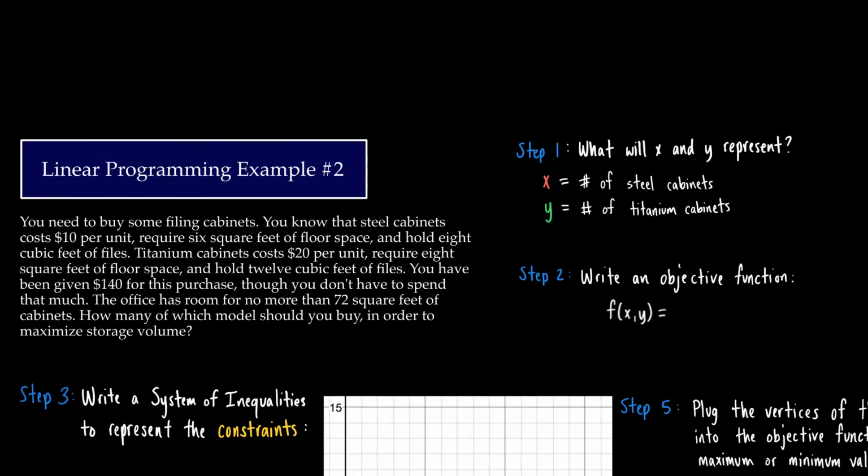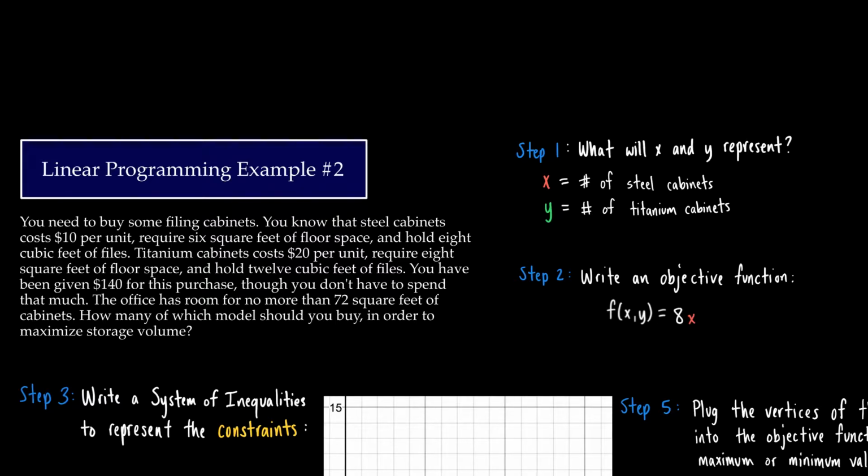So if we're trying to maximize storage volume, we need to look at what it says about volume. Steel cabinets cost $10 per unit, require 6 square feet of floor space, and hold 8 cubic feet of files. So if our steel cabinets are holding 8 cubic feet of files, and X is the number that we buy, then the amount of volume we get is going to be 8 times X. That's the volume we're going to get out of our steel cabinets.